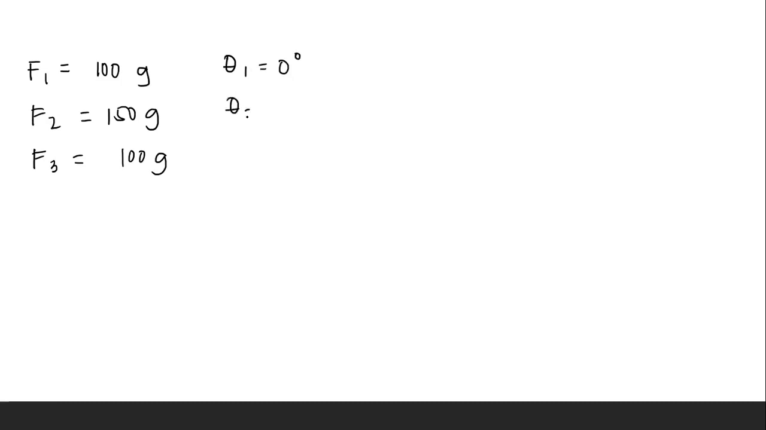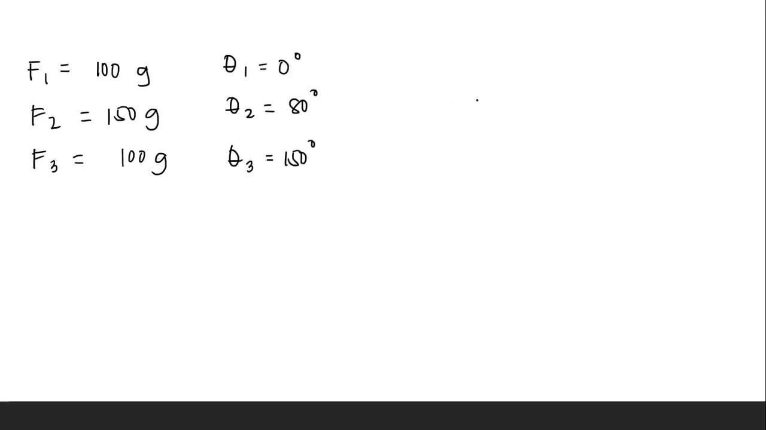Okay, now for the second table, we have three values for the vector. F1 is equal to 100 grams, F2 is equal to 150 grams, and F3 is equal to 100 grams. Okay, the angle theta 1 is equal to 0 degrees. Theta 2 is equal to 80 degrees. And theta 3 is equal to 150 degrees.